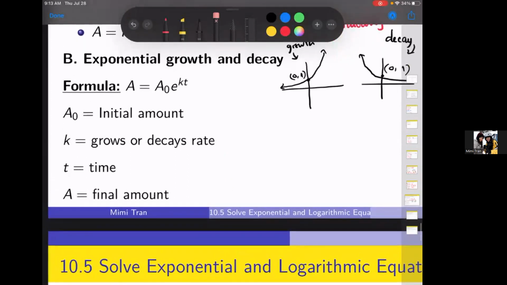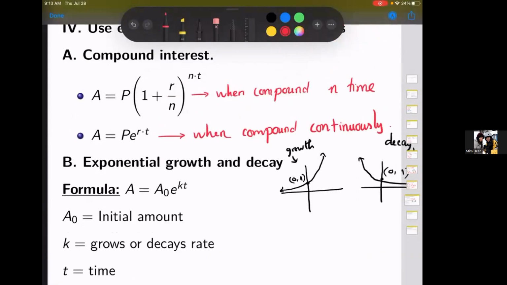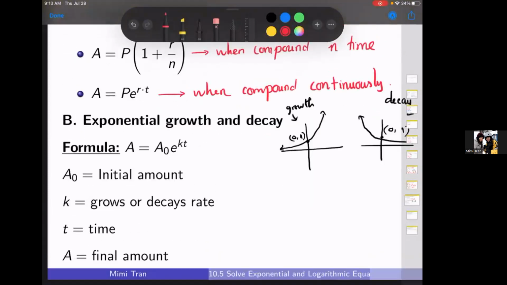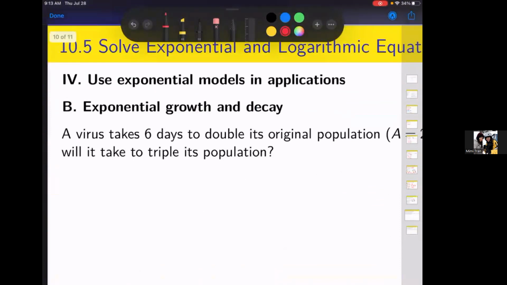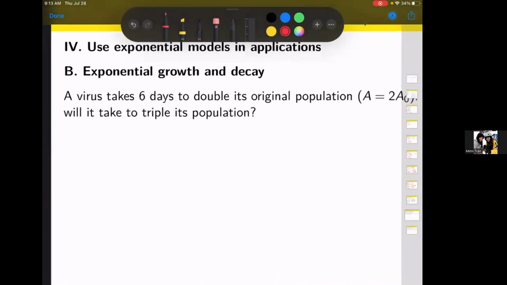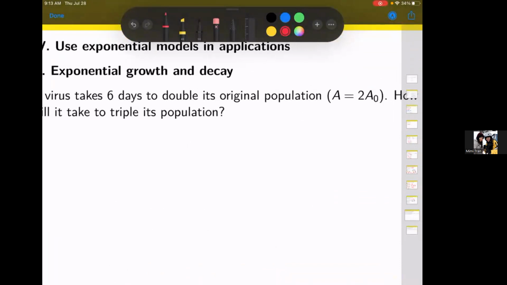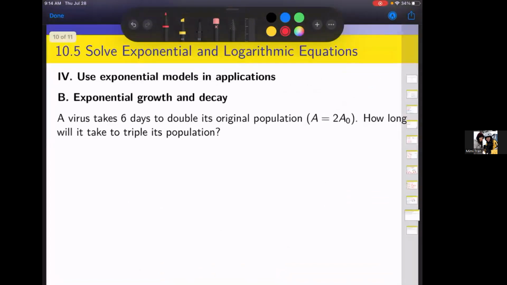Okay, all right. Again, I'll give you these. You don't have to memorize all three formulas. Okay, so let's look at this example. A virus takes 6 days to double its original population. So that means the final amount of virus is double the initial amount, right? How long will it take to triple its population?